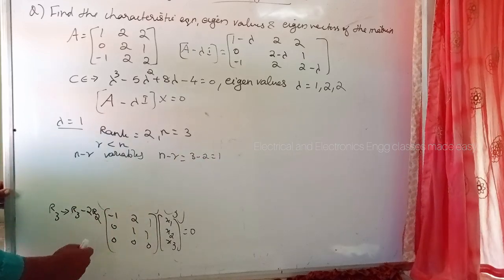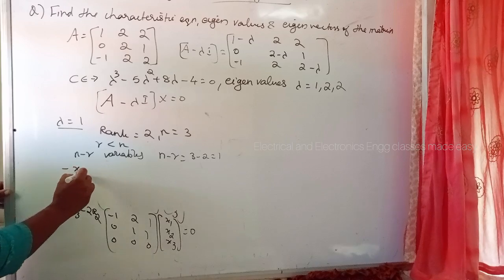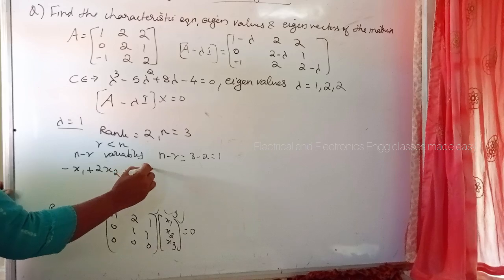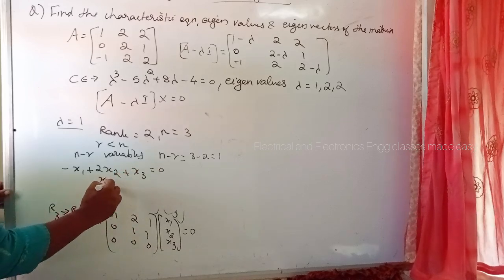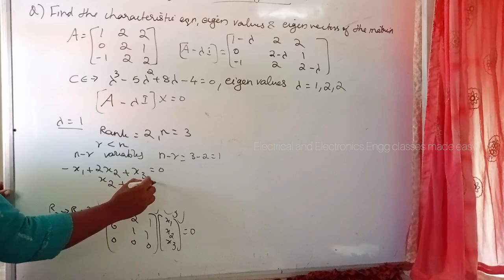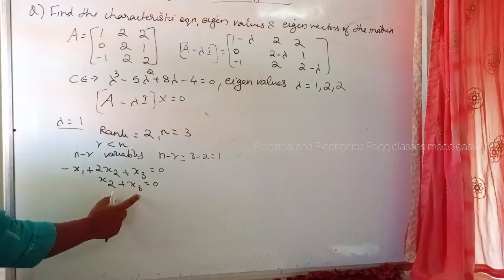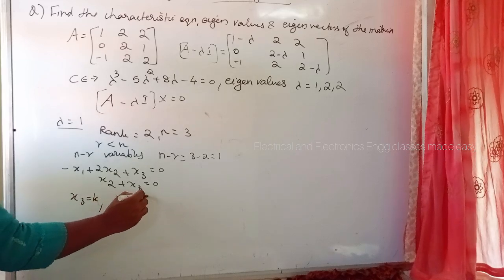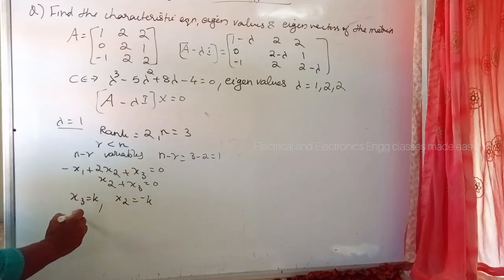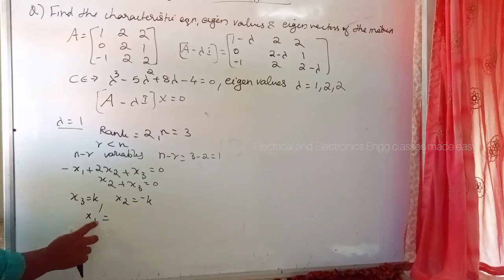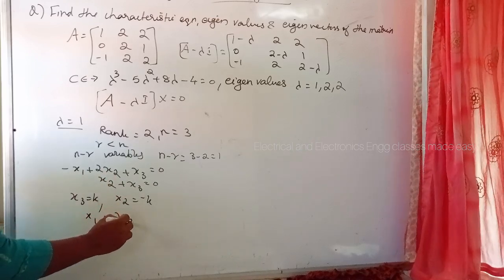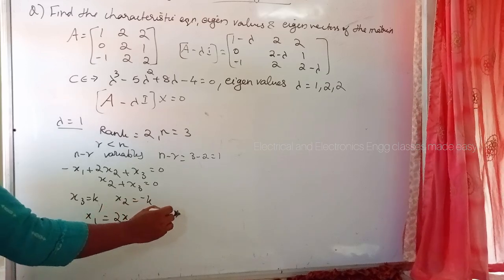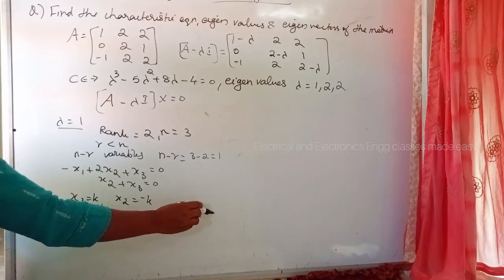Now from this equation we can write minus x1 plus 2x2 plus x3 equal to 0, and here x2 plus x3 equal to 0. Now let us assume x3 equal to k. Then x2 will be equal to minus k. Then from the first equation, minus x1 equal to, or plus x1 equal to, we can write 2x2 plus x3, that is minus 2k plus k, that is minus k.